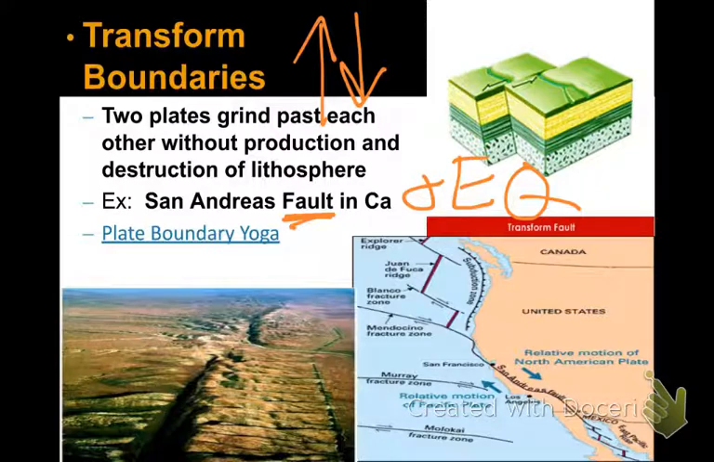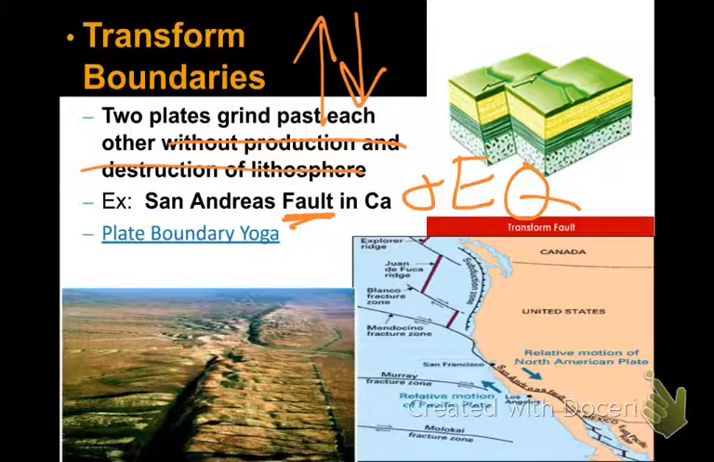So it's two plates. You can just put, they grind past one another, slide past one another. If you want to ignore this part, you can. And they create faults and earthquakes. Now, the part that I marked out was saying it doesn't produce or destroy the lithosphere.